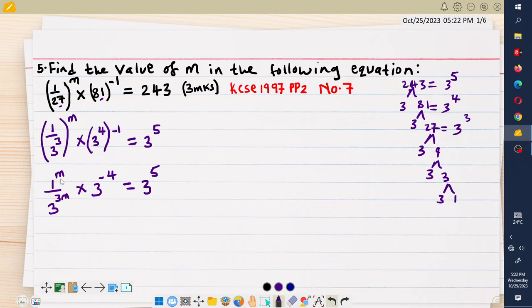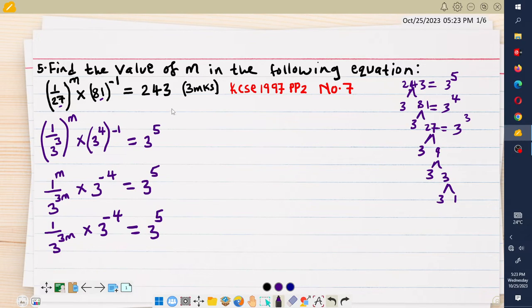Then we know that 1 power m is just 1. So 1 power any number, you simply get 1. Remember, if you take 1 power 1000, you'll get 1. 1 power a million, you'll get 1. So 1 power m, 1 power any number, you are going to get 1. Then divided by 3 to the power of 3m, then multiplied by 3 to the power of negative 4. Then this is equal to 3 to the power of 5.